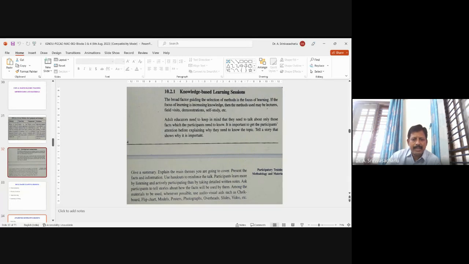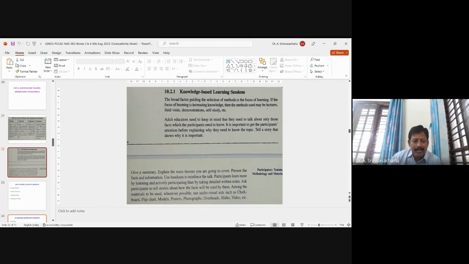Knowledge-based learning sessions. So already I mentioned what we can do here. You can use chalkboard, flip chart, models, posters, lecture method, all that. I mean to say, the materials required for knowledge-based learning sessions can generally be a chalkboard. Earlier we used to say blackboard. Chalkboard means whiteboard. It can be any color board. Flip chart, models, posters, even sometimes specimens, photographs, overheads, slides, video, etc.